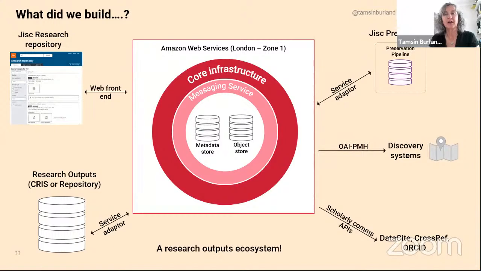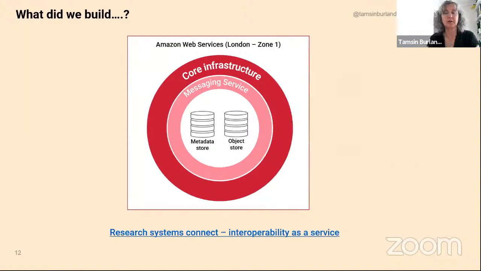So what we've built is a highly interoperable research outputs ecosystem with different components sharing a common infrastructure. So we offer a range of packages using this infrastructure, and the only common item in this offer is our infrastructure. So we've ended up building an interoperability service without realizing it.